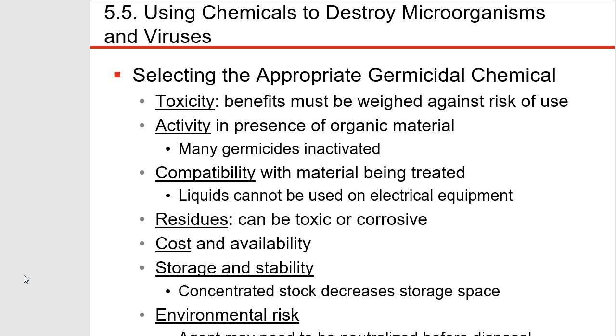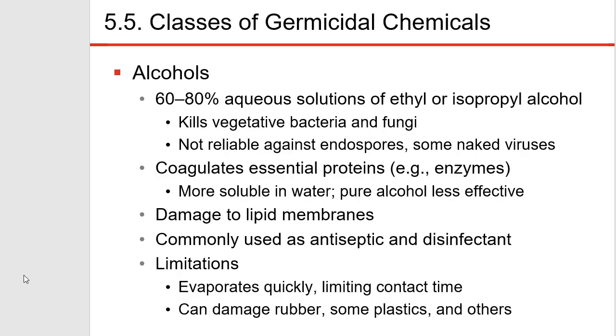So again, selecting the appropriate germicidal chemical. We have to look at toxicity, activity, compatibility, residues, cost, storage and stability, and the environmental risk. How toxic is it to us? What is the activity that it will be used for? What material is being treated? The residues that this product leaves after we spray it or wipe something down with it, is it toxic or is it going to be corrosive? How expensive is it and how available is it? How is it if we store it, and what will it do to the environment?